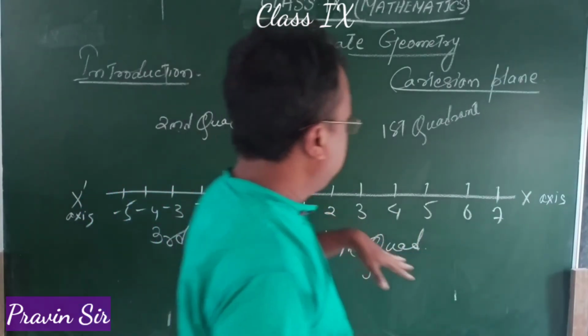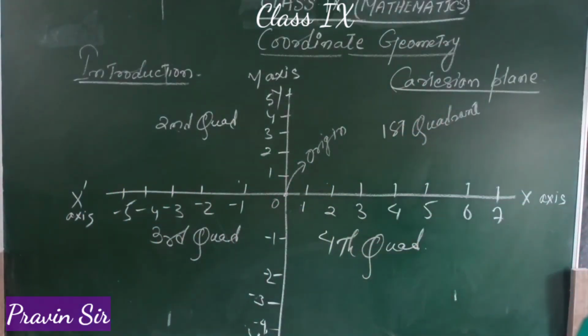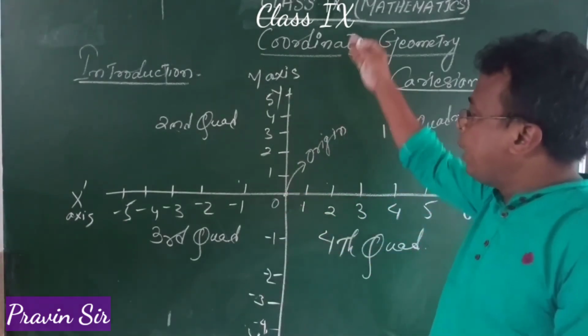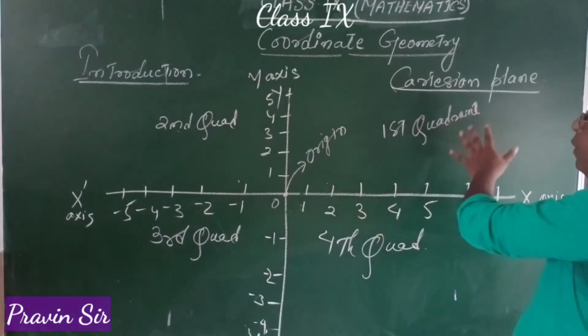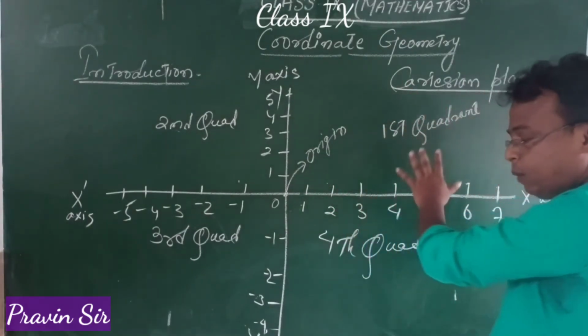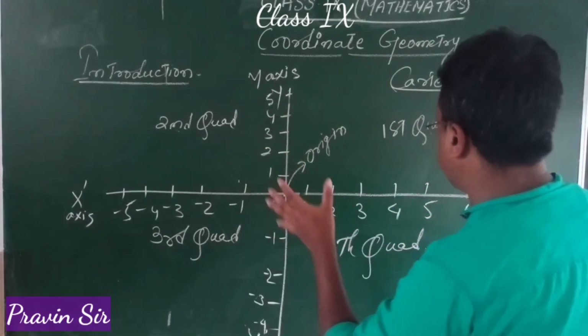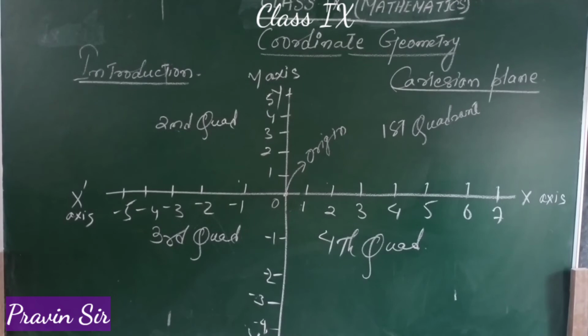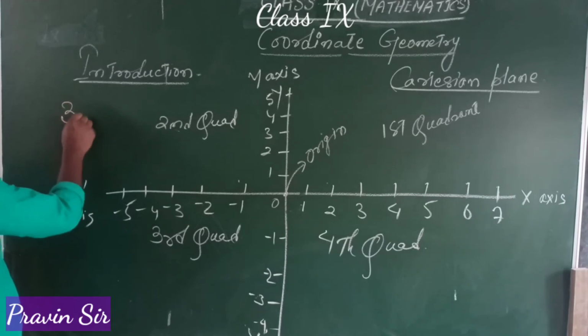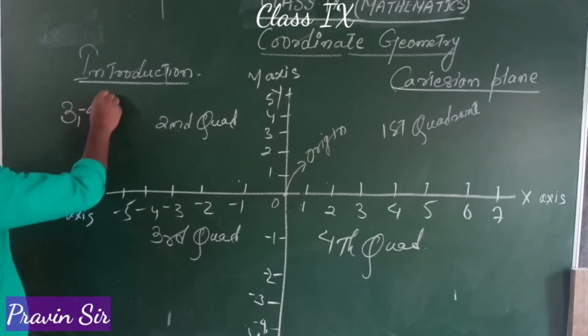Clear? So these are the basic things of a Cartesian plane. I hope you understood what is the x-axis, what is the y-axis, what is the origin, what is a coordinate, what are quadrants, and what is the first, second, third, and fourth quadrant. So these things are required in a Cartesian plane. Suppose I want to plot this point (3, -4).